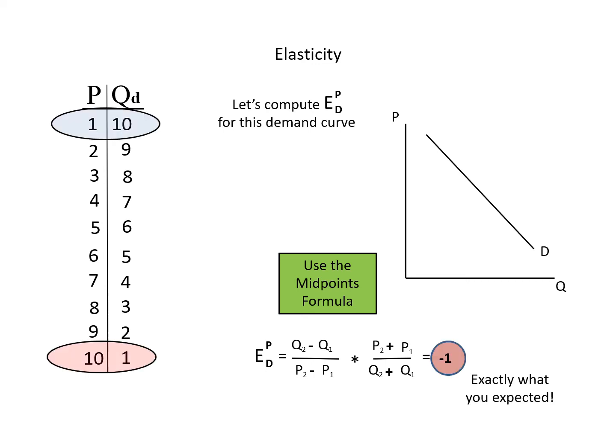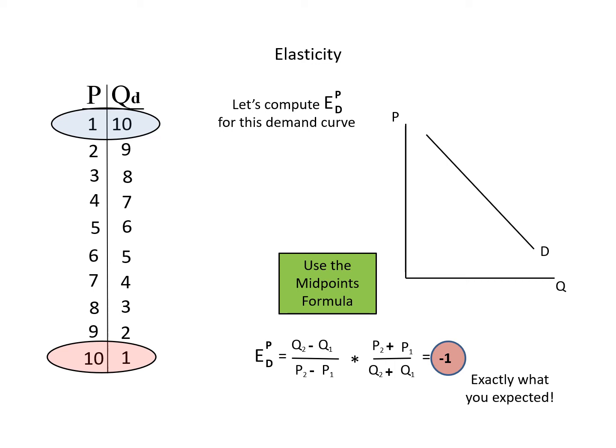With the midpoints formula, it doesn't matter which pair you define as the new or old set of values. You're going to get the same number. So I suggest that you again pause the video and plug in values into these expressions. First, let the blue set be the starting point and compute the coefficient. Then, let the red set be the starting point. You should find that in both cases, the coefficient of price elasticity of demand is equal to 1, which is exactly what you would have expected from this demand curve.